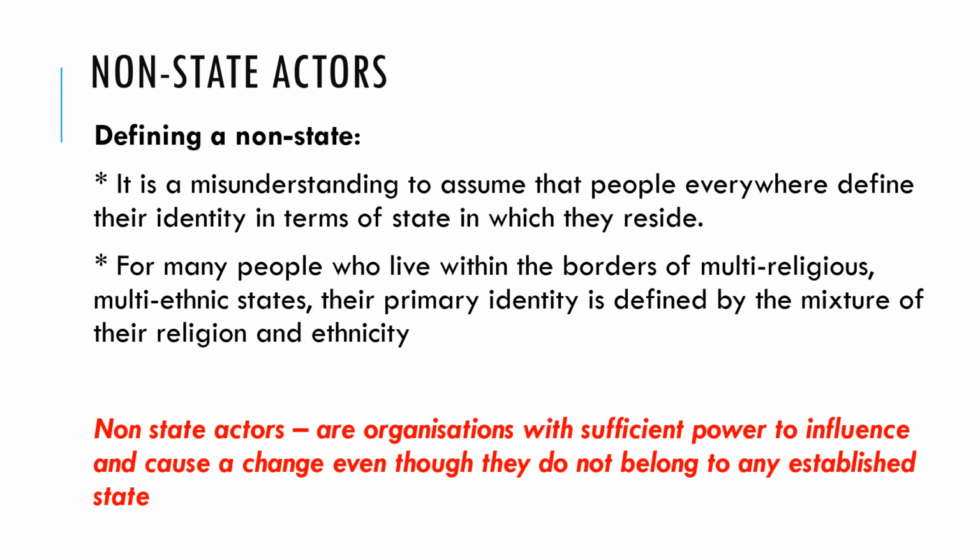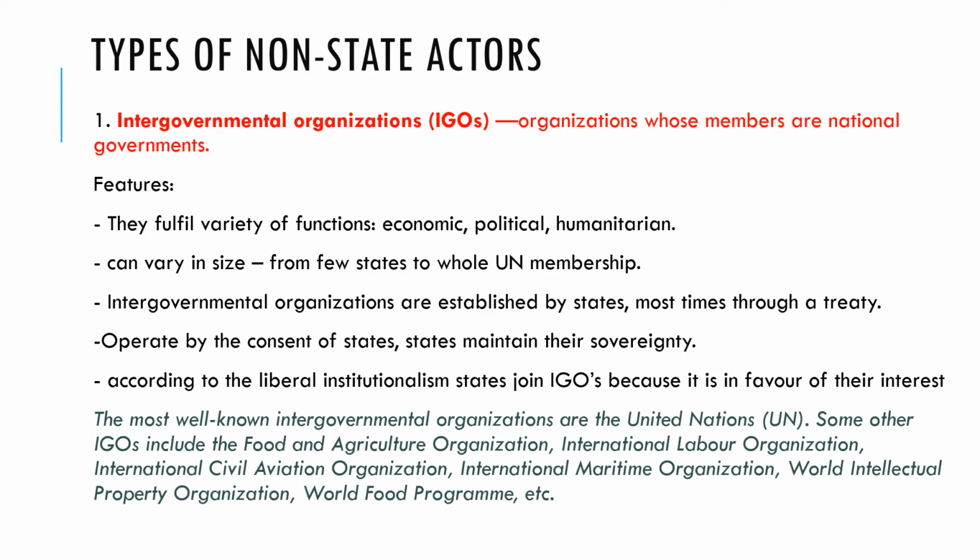It is quite difficult to define non-state actors. Normally people do misunderstand the meaning behind the non-state actors. For example, for many people who live within the borders of multi-religious and multi-ethnic states, their primary identity is defined by the mixture of their religion and ethnicity, and not only by the territory where they live. So non-state actors are organizations with sufficient power to influence and cause a change, even though they do not belong to any established state. The first type of non-state actors are intergovernmental organizations.